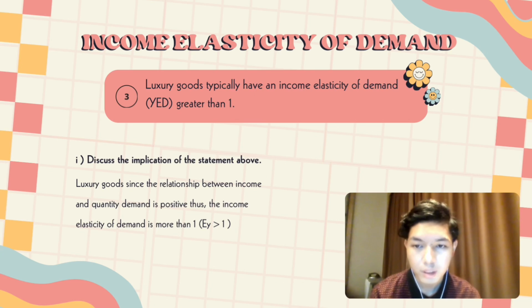For question number 3, part 1, in my opinion, the statement above is correct because luxury goods typically have increased income, and it leads to a bigger percentage increase in demand. Examples of luxury goods are sports cars and brands like Gucci. Those are luxury goods.